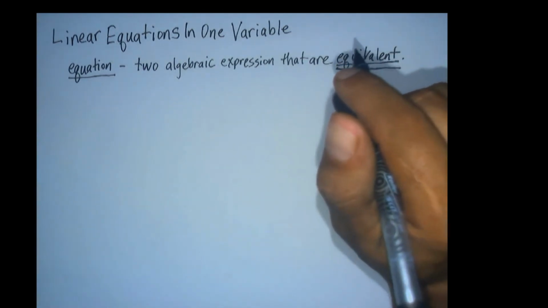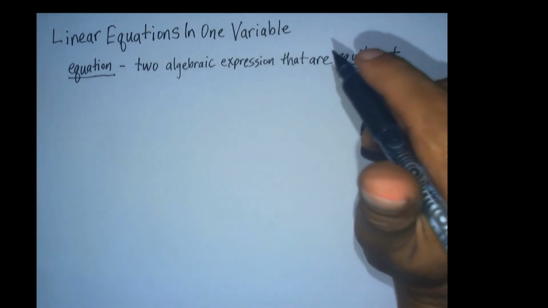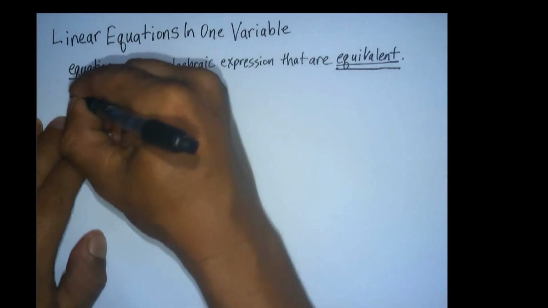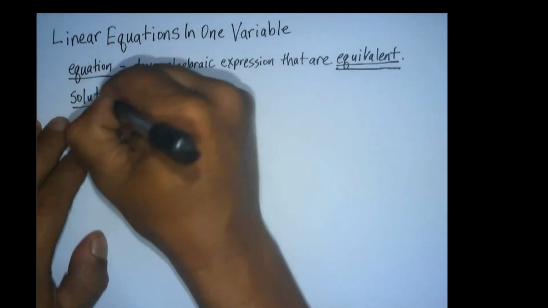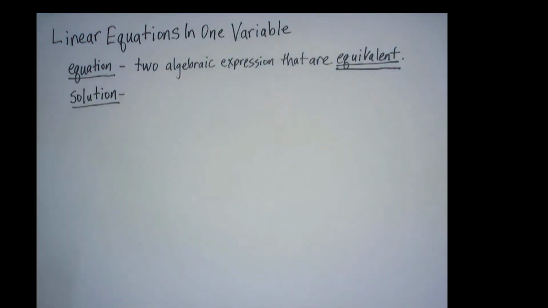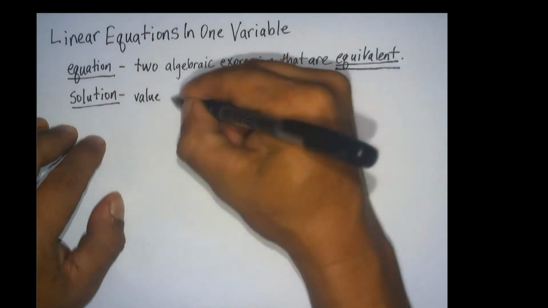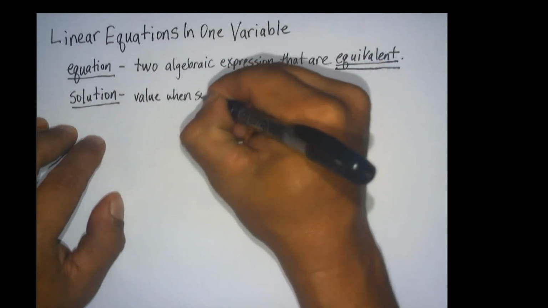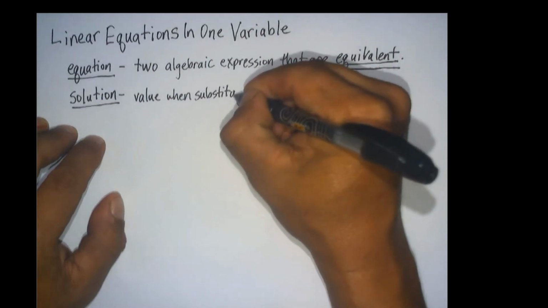Okay, so I guess the first thing we need to do is review some of the terms that we had. We had a solution. What was a solution of an equation? The number that x equals. It's a value when substituted. It is the number that x equals, but I'm going to say it.